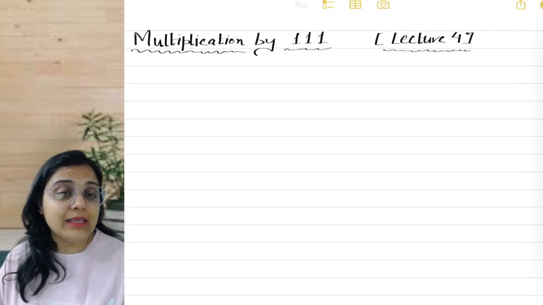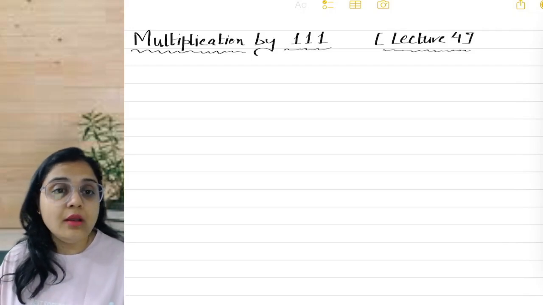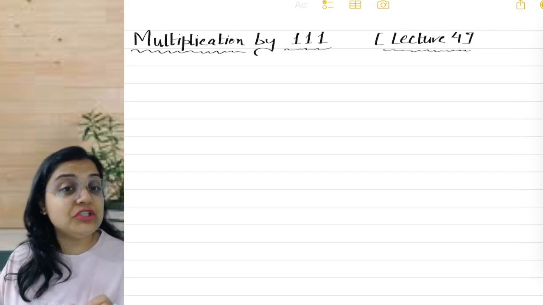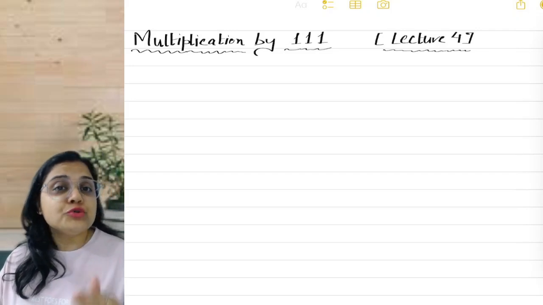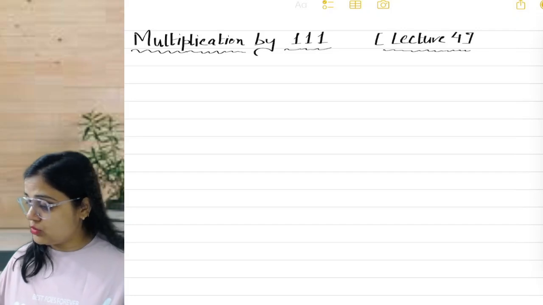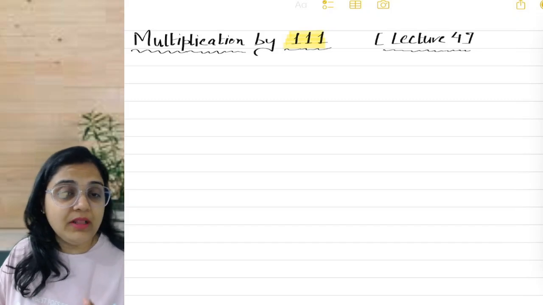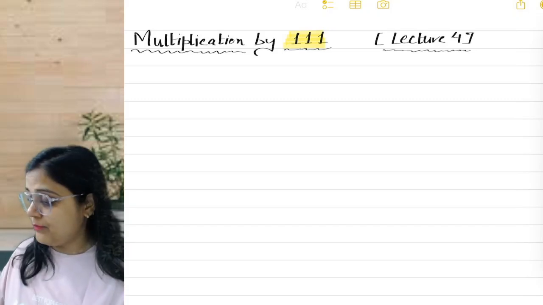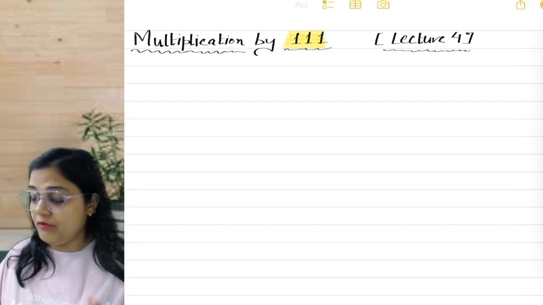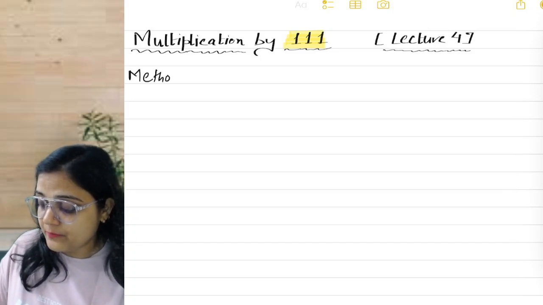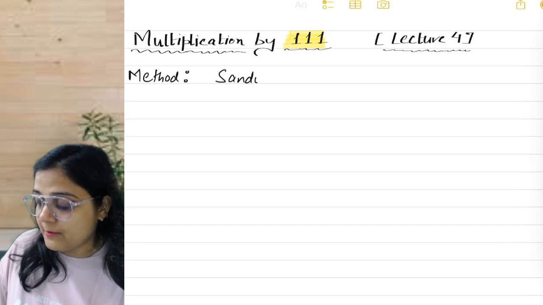name will remain the same, sandwich method, but this time we are not having the single knot sandwich method. The sandwich has been changed now. All right. So let us see the topic. So the topic for today is multiplication by triple one. 111, multiplication by 111. So for 111, the method that we are going to use is going to be the sandwich method again.